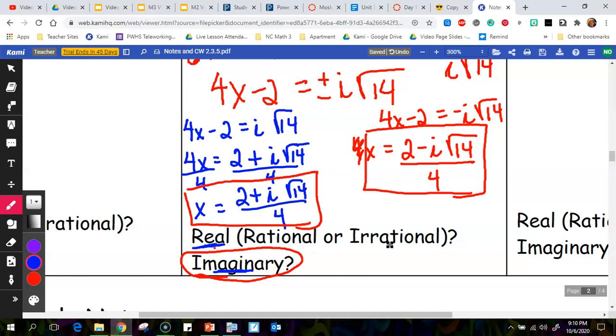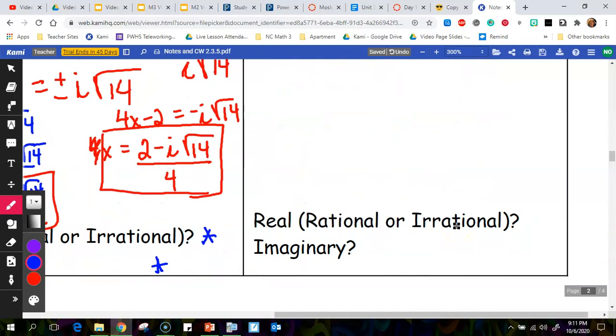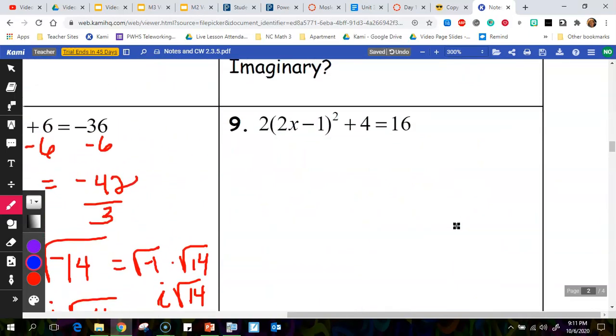So if it's rational or irrational, those fit in the real numbers. So it's either going to be this line or it's going to be this line. And if it's this top line, you'll decide whether it's rational or irrational. It's kind of weird the way this is set up. All right, let's look at another one.